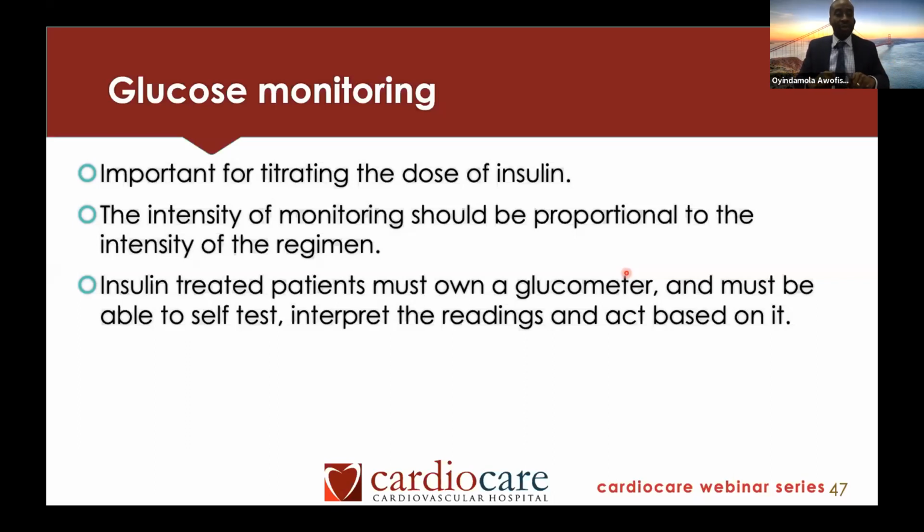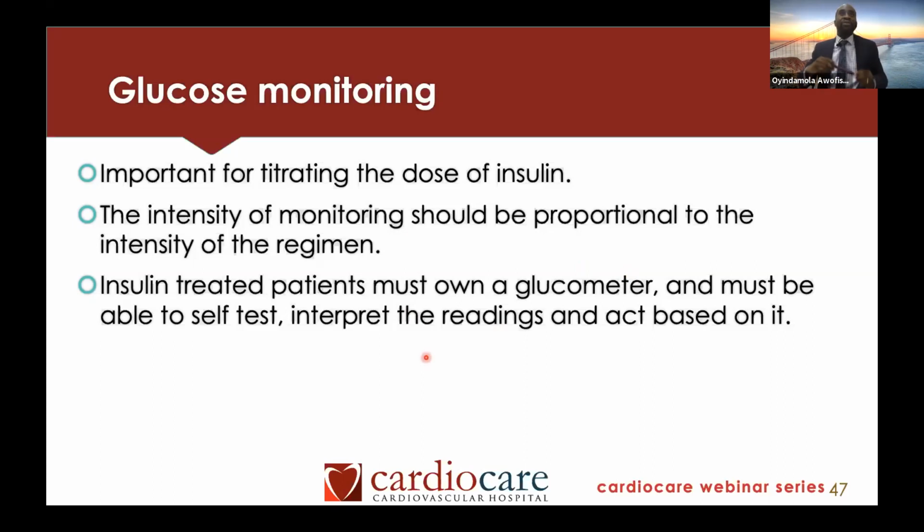And the intensity of monitoring should be proportional to the intensity of the regimen. So someone that is injecting more times a day will likely need to check more, and someone that is injecting fewer times a day will likely need to check less frequently. Okay, glucose monitoring is also one of the key strategies against hypoglycemia, because if the glucose is getting too low and you don't know because you're not monitoring, then the person is at a higher risk of hypoglycemia. And that's why it is compulsory for insulin-treated patients to own a glucometer. They must own a glucometer, and they must be able to self-test, they must be able to interpret the readings, and they must be able to act based on the readings.